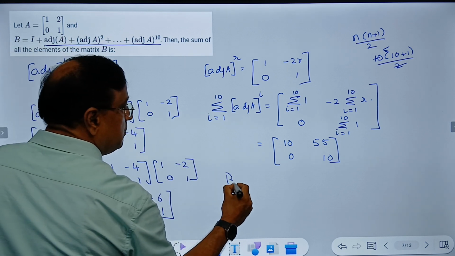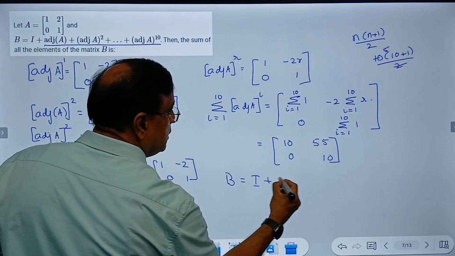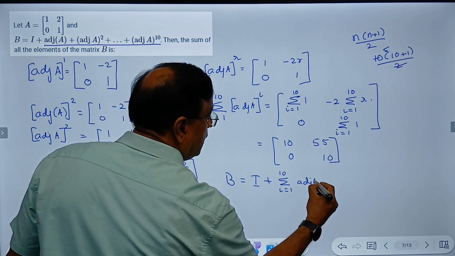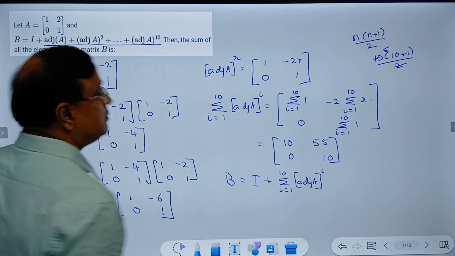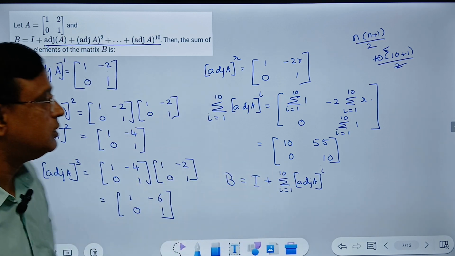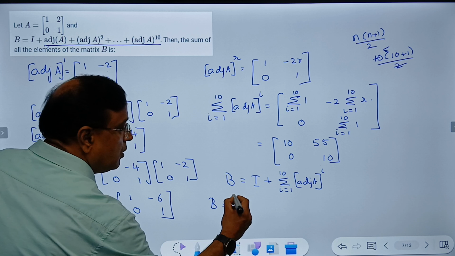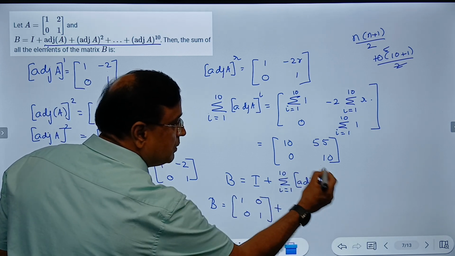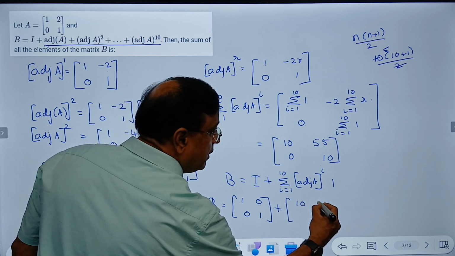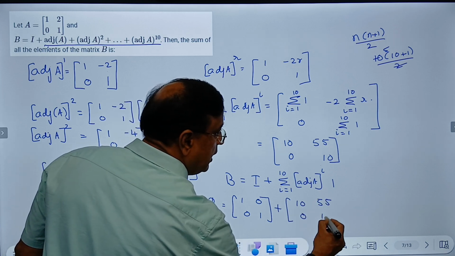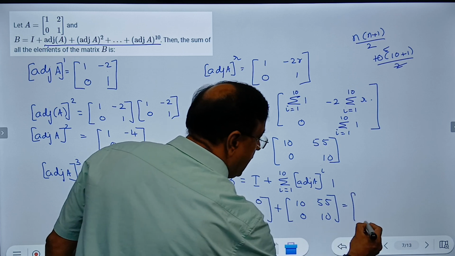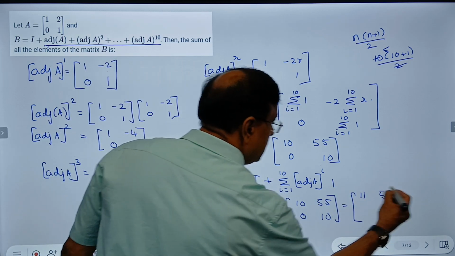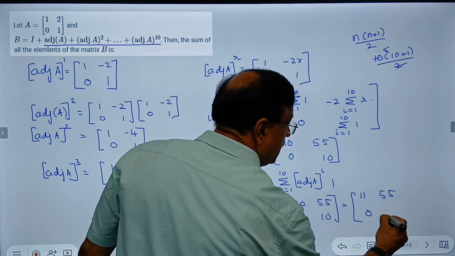What is my B? B is nothing but I plus sigma i equal to 1 to 10 of adjoint of A power i, correct? This one, I'm writing it in short. So B is the 1 0 0 1 identity matrix, and you have already found this. What is this? This is 10, 55, 0 and 10. So if you add, what you get? You get 11, then 55, then 0 and 11.